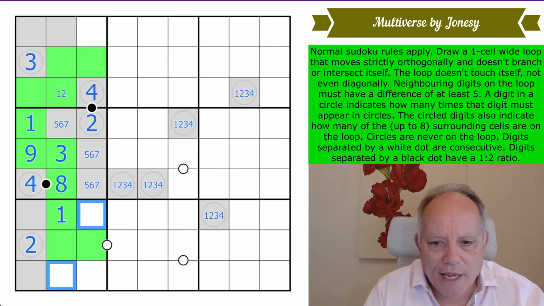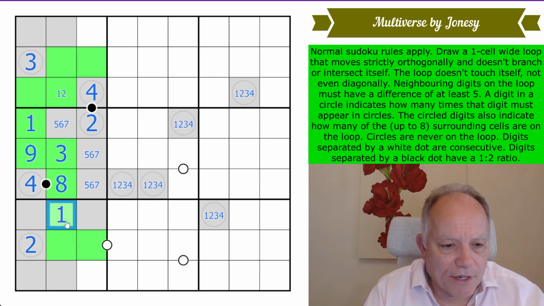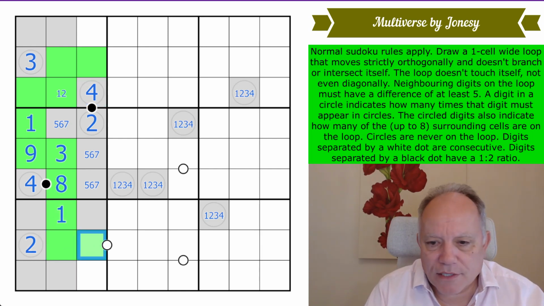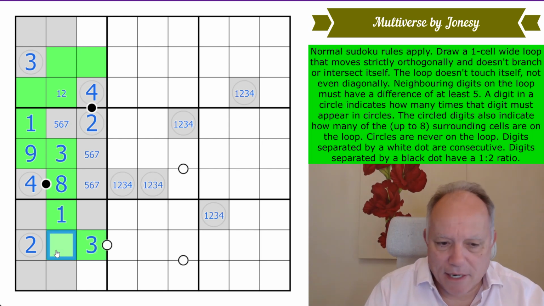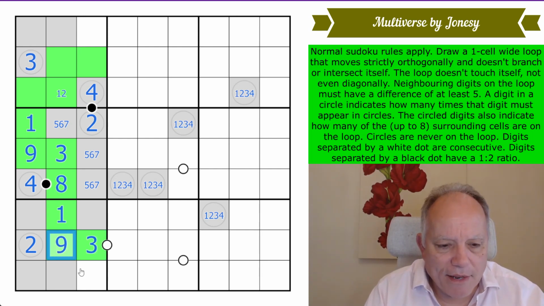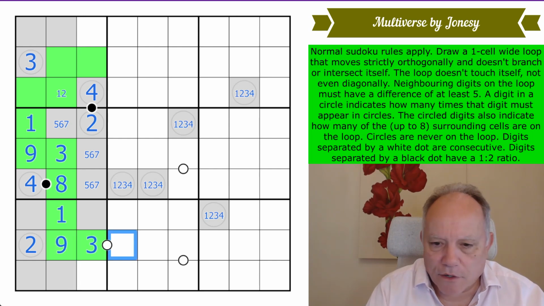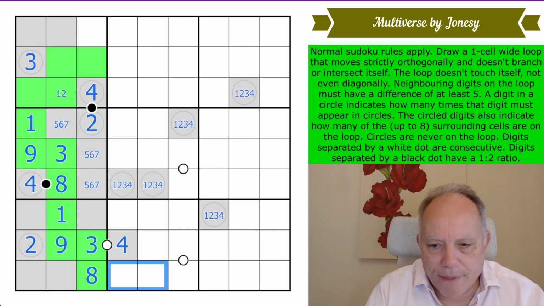And I can grey these cells, and I'm going to put a low digit here that is not 1, 2 or 4. That's a 3. Its neighbours can only be 8 or 9. It gets a 9 there, and it's going to get an 8 in one of those cells, which is not here because the white dot says this is a 4. So the loop comes down here. That is an 8, and the loop is now moving.